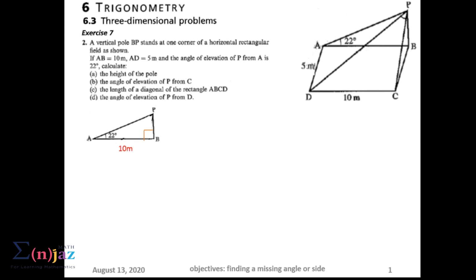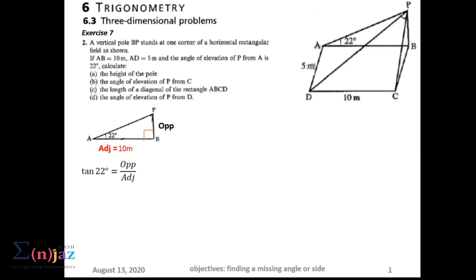Based on the given angle, PB is the opposite side, while 10 m is the adjacent side. So PB, which is the height of the pole, is the opposite side of angle 22. Now, if the opposite is unknown and the adjacent is known, and the angle is known, we're going to use the tan rule. So the tan rule is equal to opposite over adjacent.